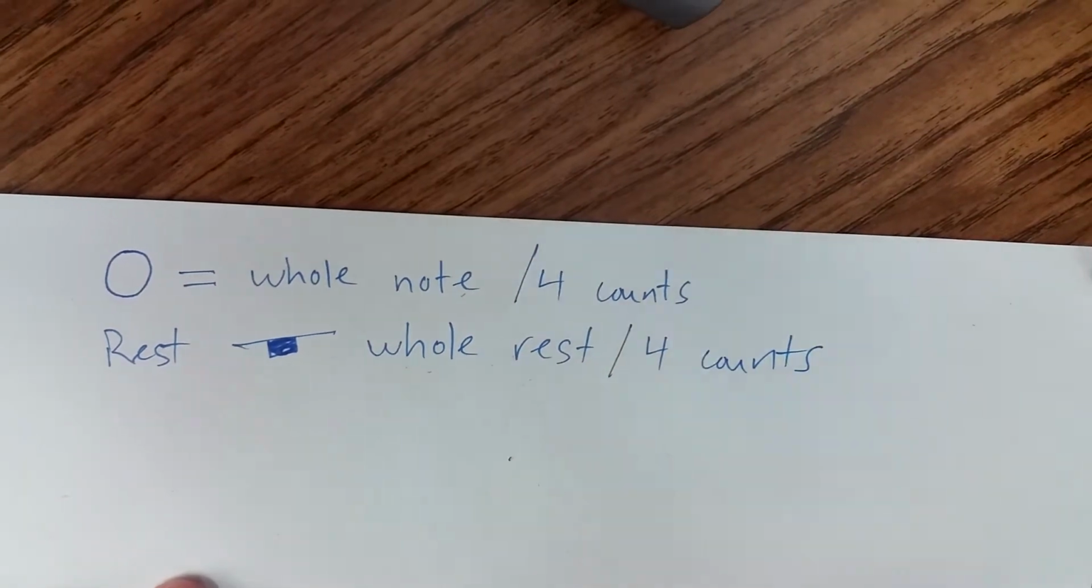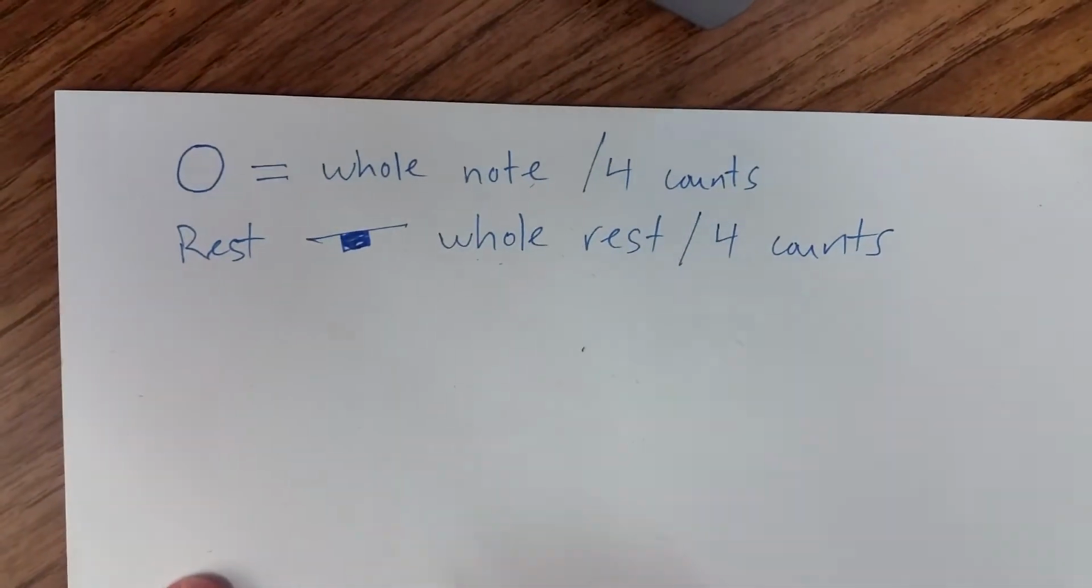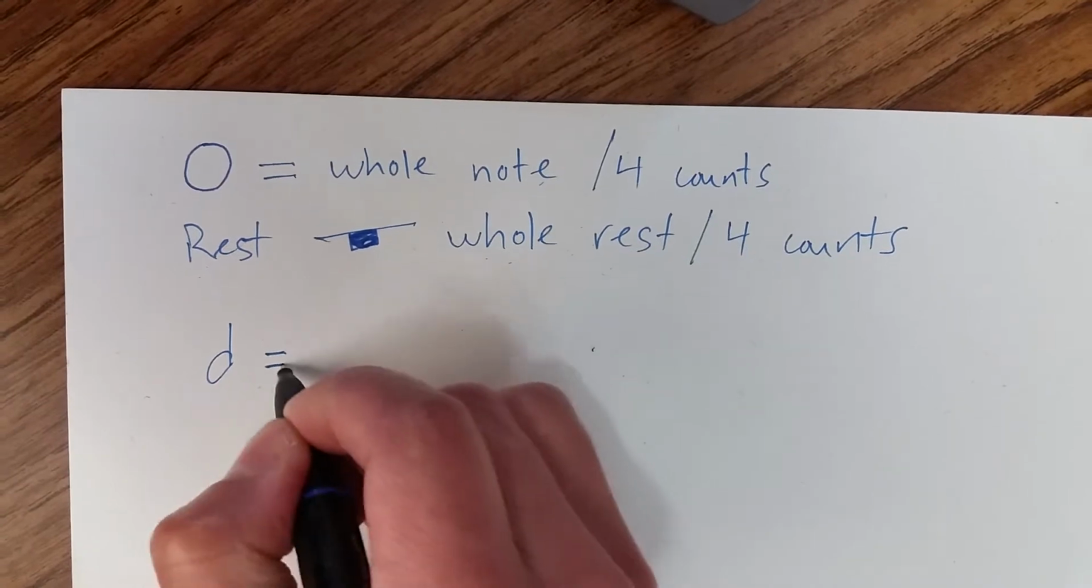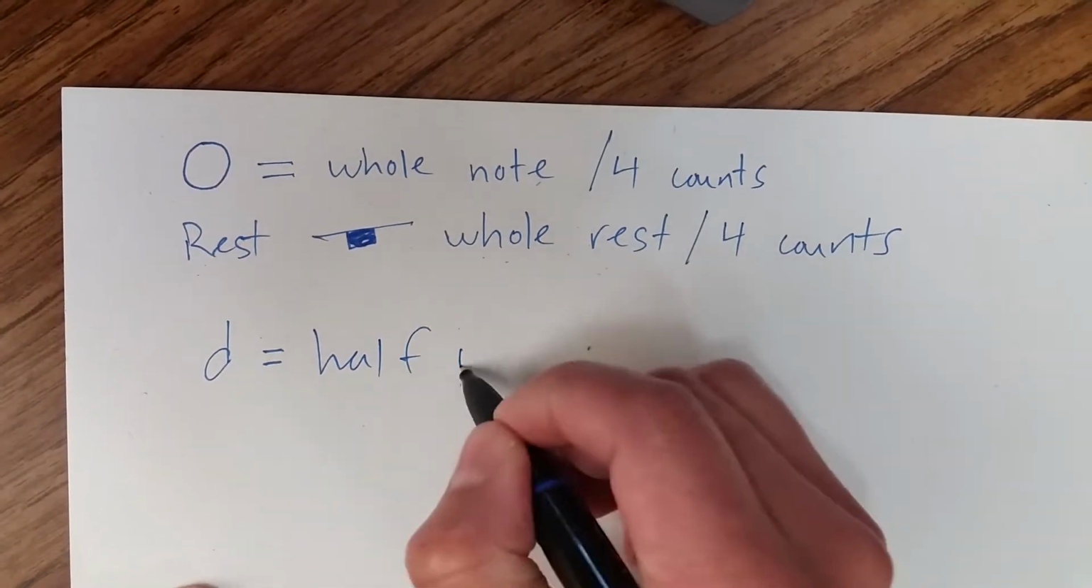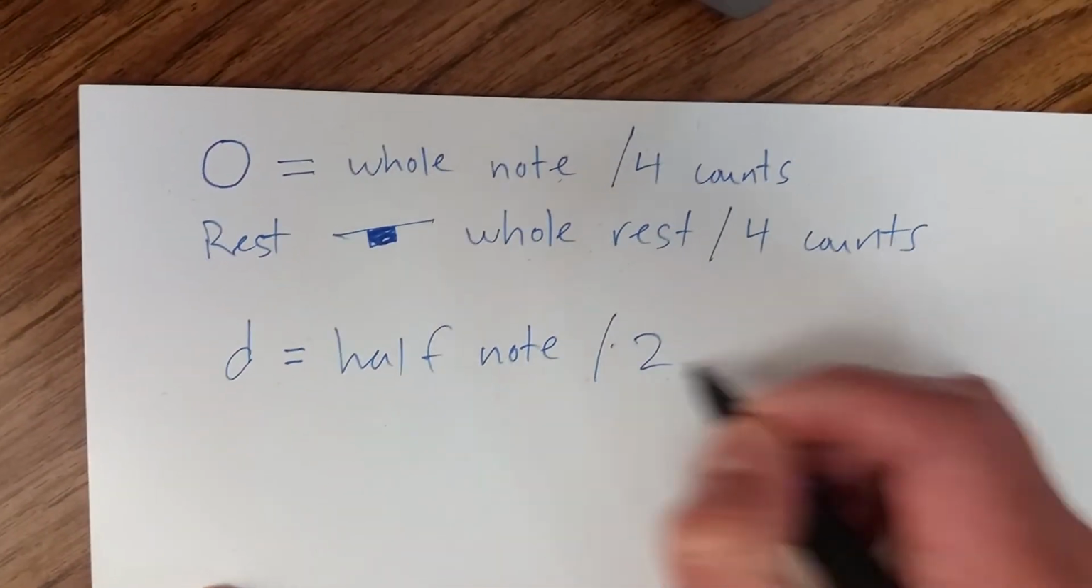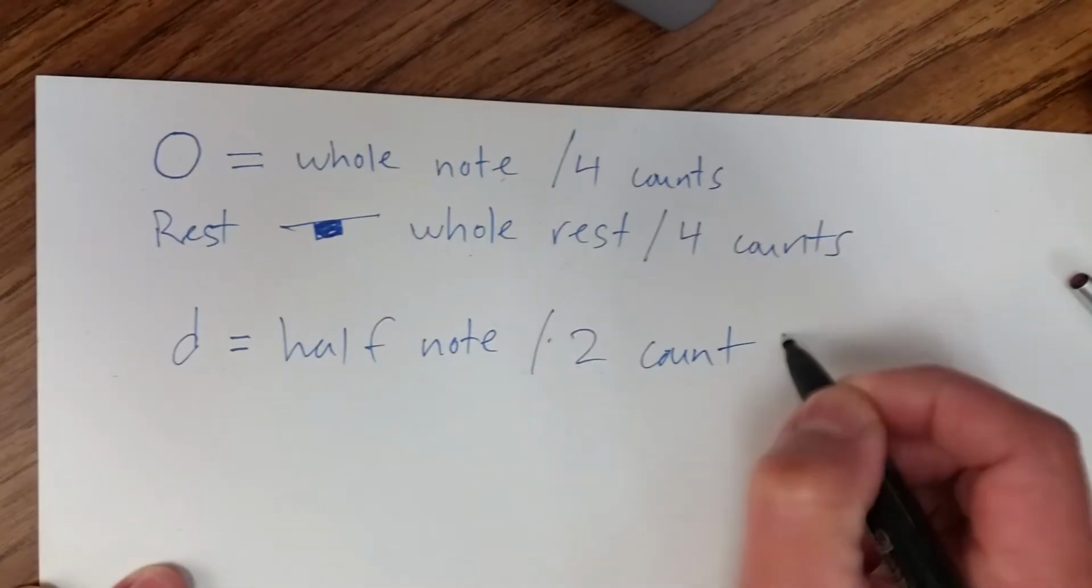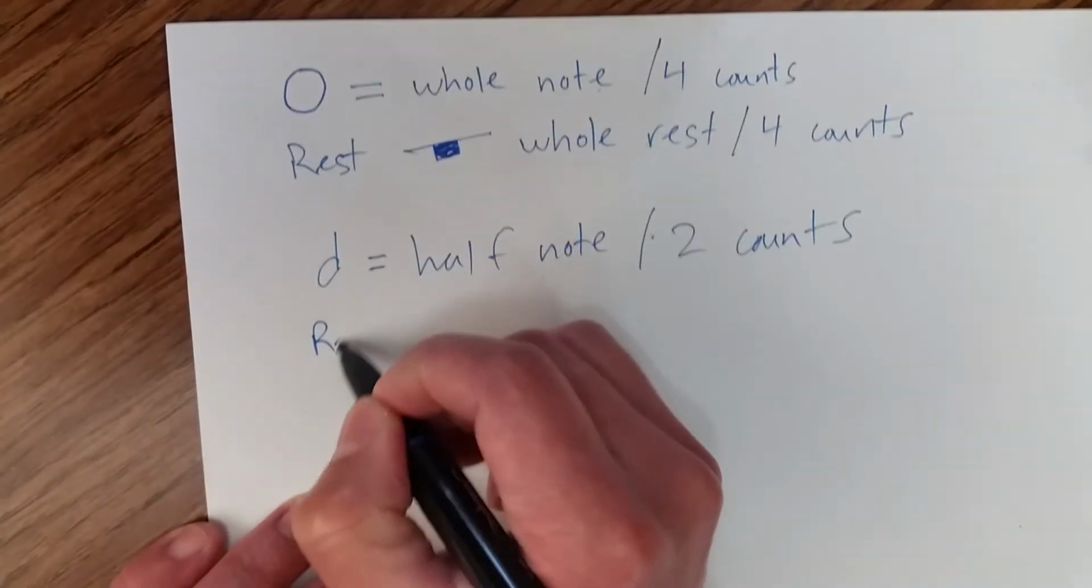Okay, and as you start reading music and you get used to this, it'll make more sense. Okay, so this is a half note. Everybody say half note? Half note. A half note gets 2 counts. Everybody say 2 counts. 2 counts. Nice. And it also has a rest.